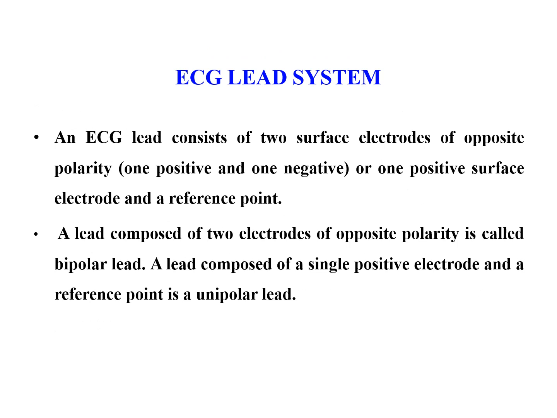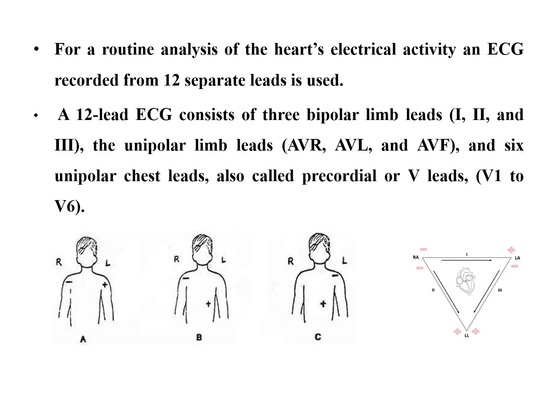Next one, the ECG lead system. The ECG lead system consists of two surface electrodes of opposite polarity, or one positive surface electrode and a reference point. A lead composed of two electrodes of opposite polarity is called a bipolar lead. A lead composed of a single positive electrode and a reference point is a unipolar lead. This is the diagram of the 12 lead ECG system.